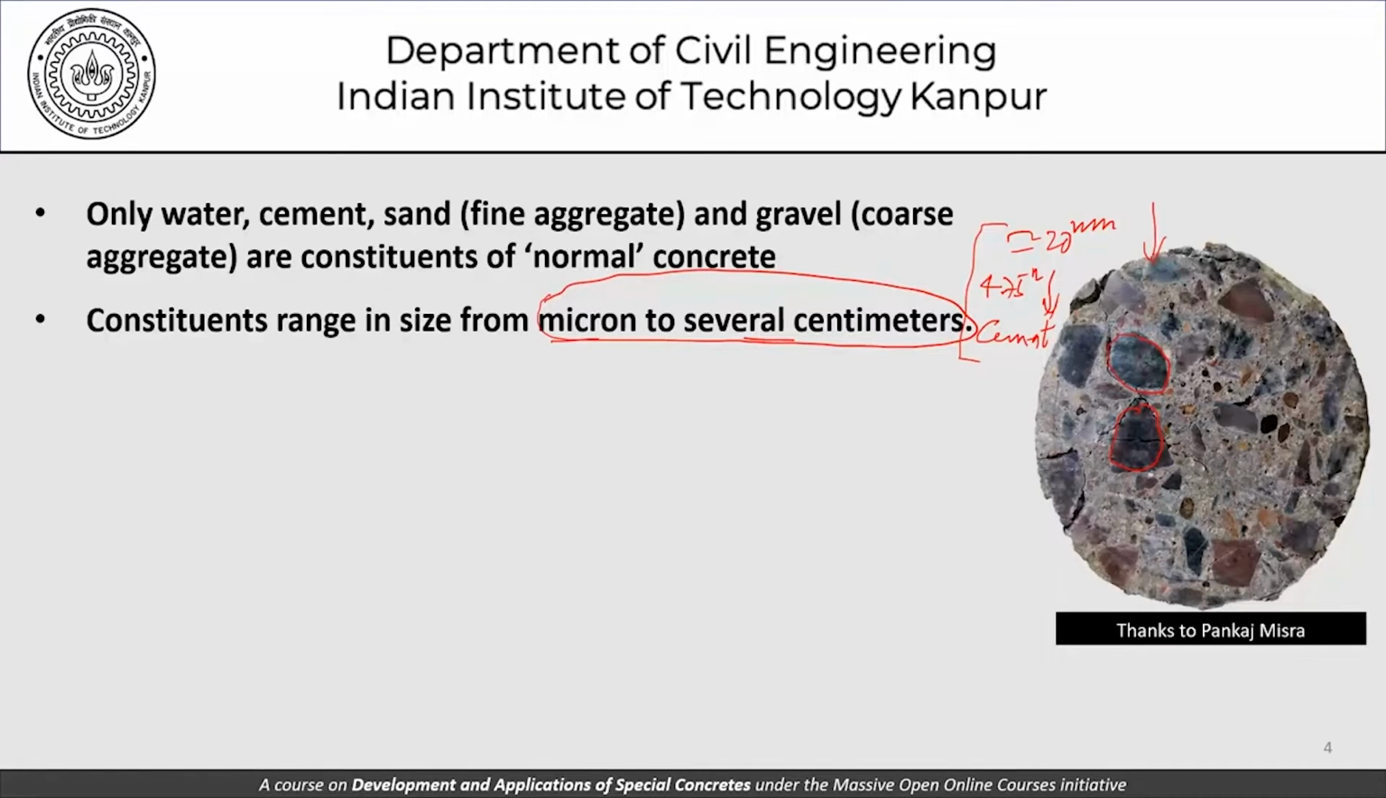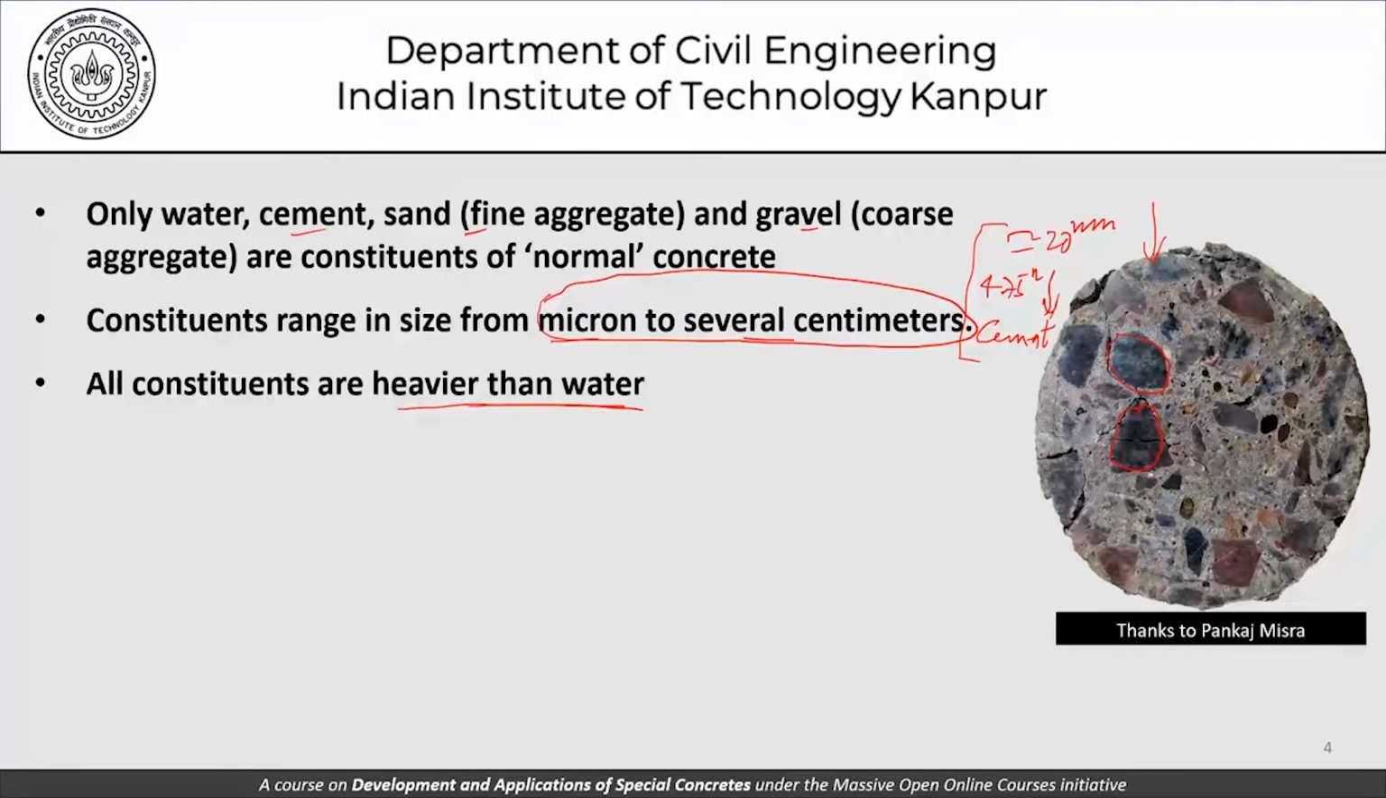It's about 2 to 3 centimeters in the normal case. Of course, we have 40 mm aggregates and larger plums which are used in special concretes, but that's beyond the normal. All these constituents, whether it is cement, sand or coarse aggregate, are heavier than water. This is a very important point that you need to keep in mind.